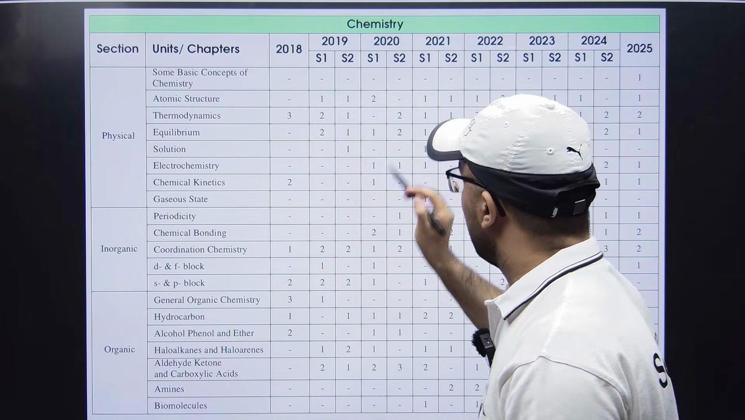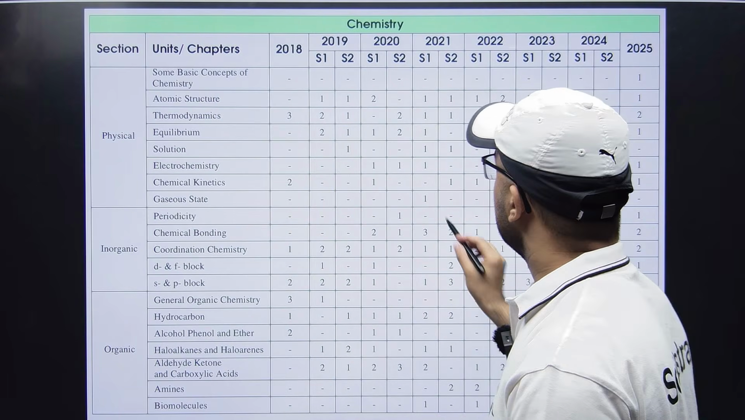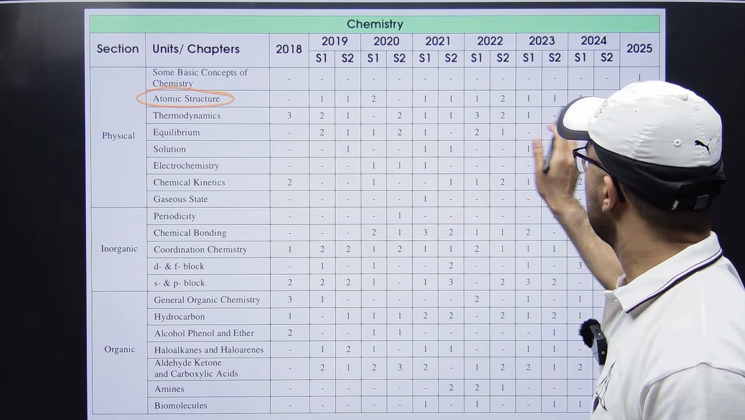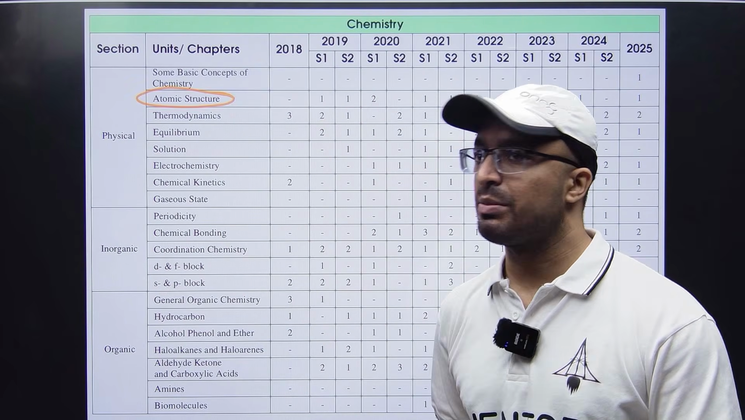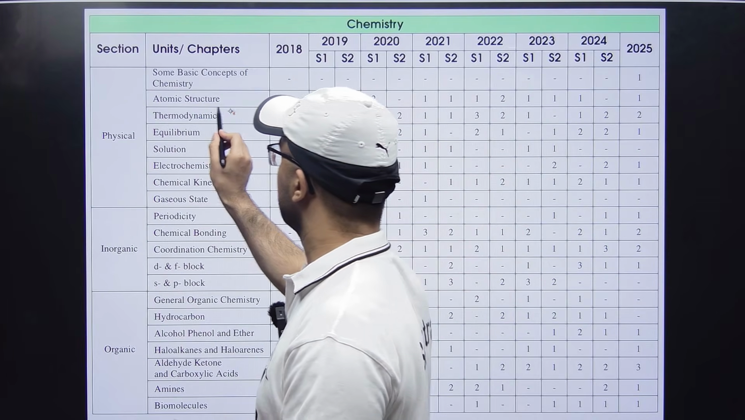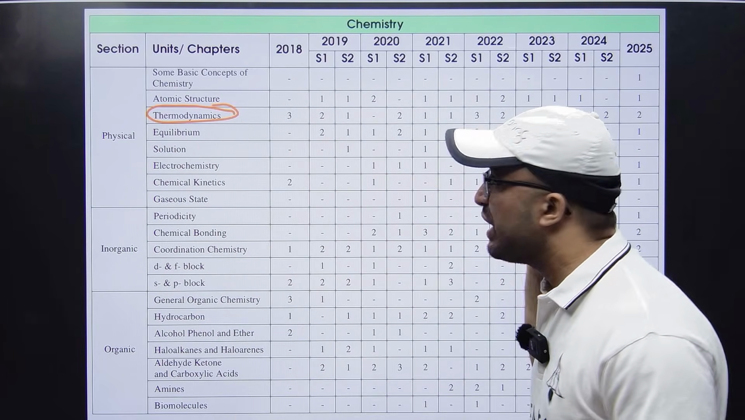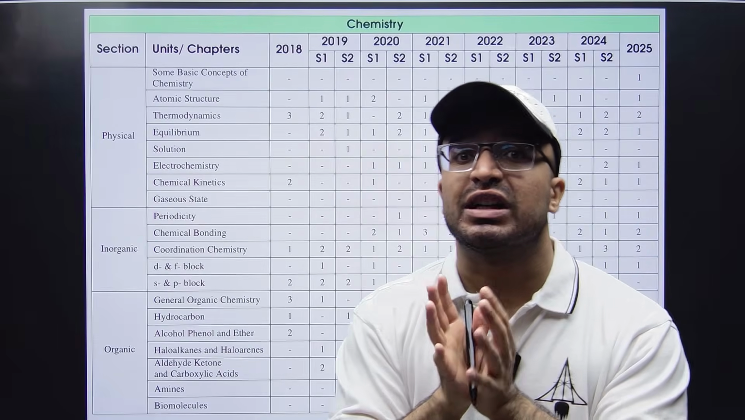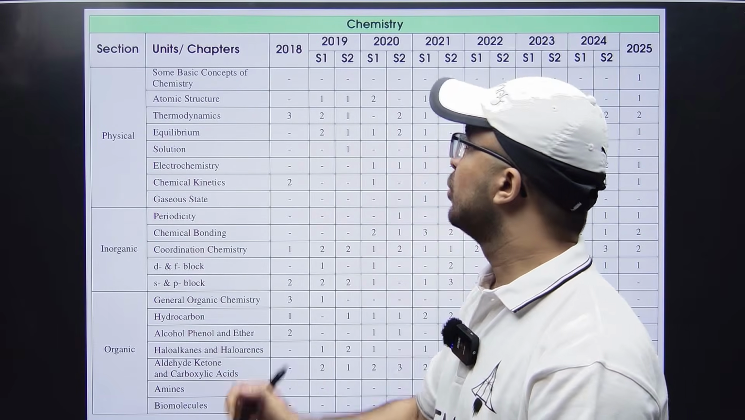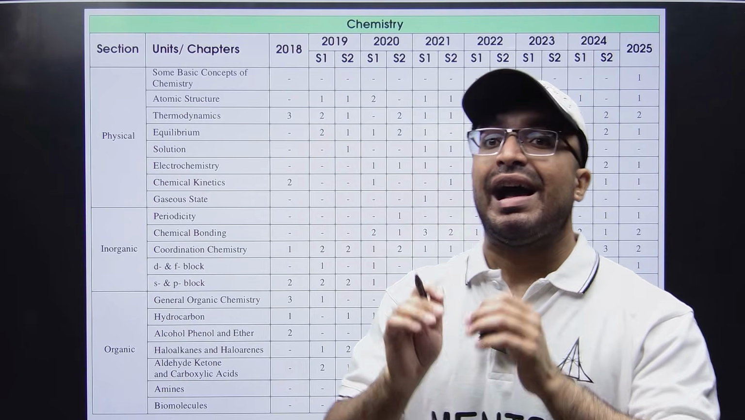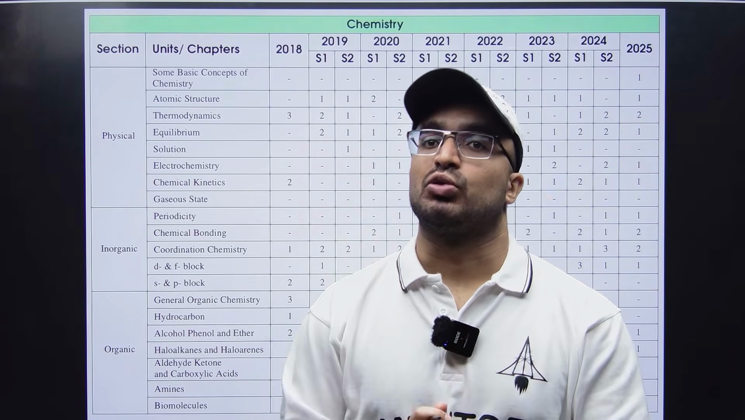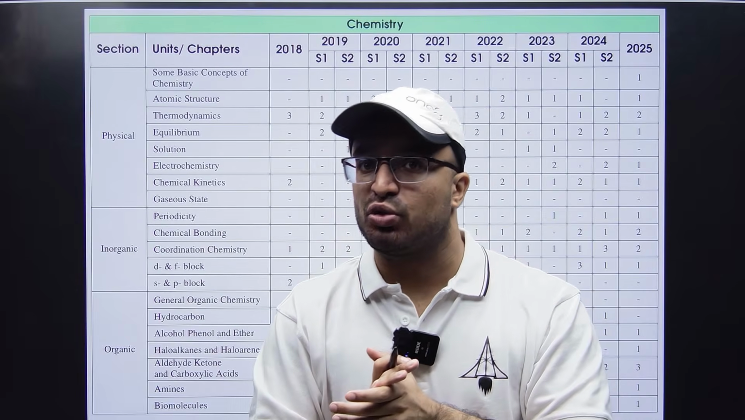So the first chapter we are going to talk about here is atomic structure, right? You can see almost each and every year one question has been asked from atomic structure. The second important topic I'm going to talk about is your thermodynamics, right? And thermodynamics is very important. You can see that even 3 questions were asked from thermodynamics in some years, and in some years 2 questions were also asked. So thermodynamics is very important, and specifically from thermodynamics, NEST asks the graph-based questions. So make sure to do those graph-based questions, okay?